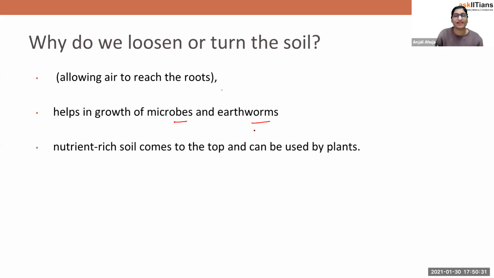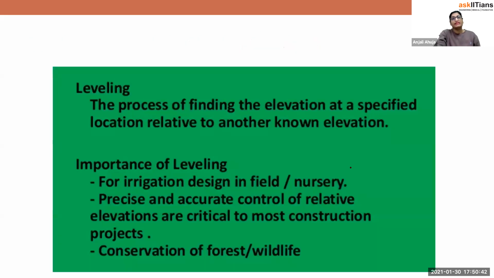Yeah, that's an important point I did not mention. Nutrient rich soil comes to the top and can be used by the plant. This is why ploughing is needed. This is why we turn and cut and mix the soil, and then we properly level it.